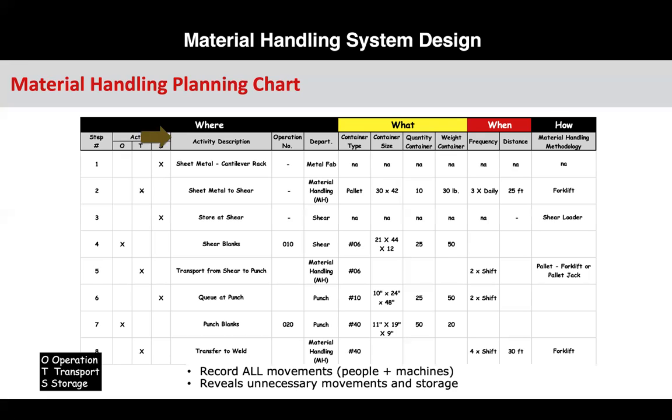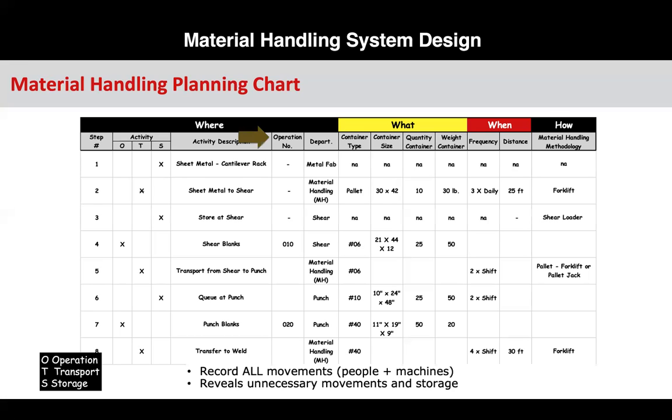Then activity description, like the first one there is sheet metal stored in a cantilever rack. Okay, so this is actually just a storage location that starts this process off.